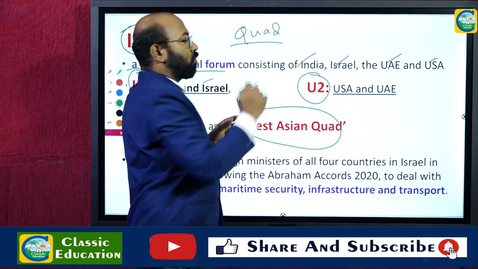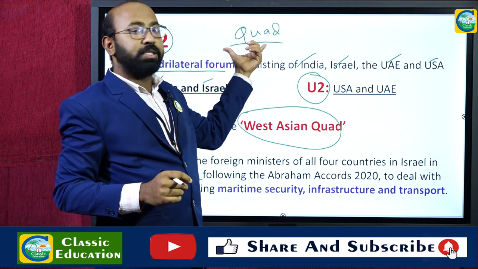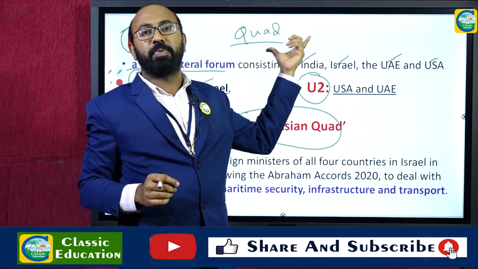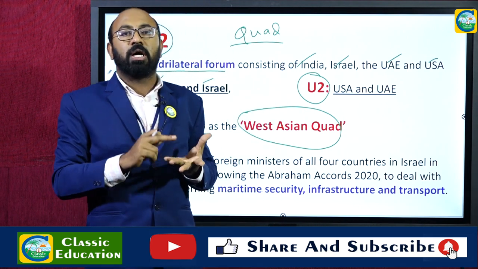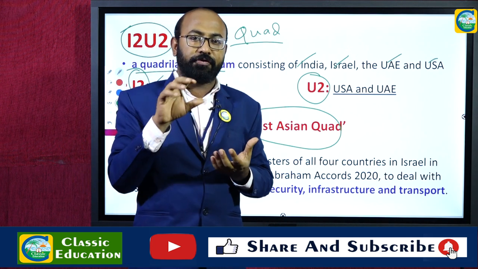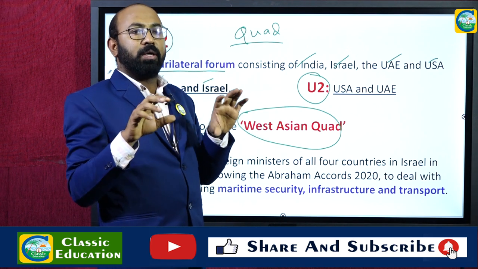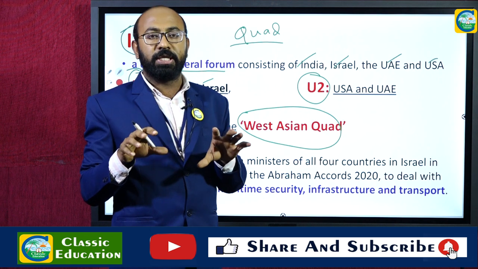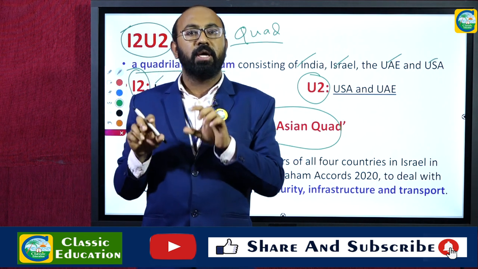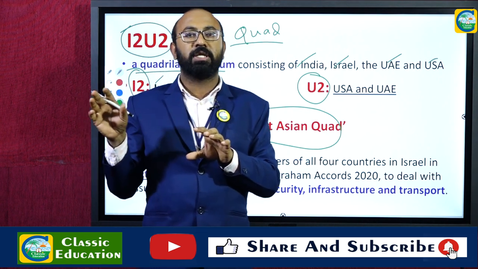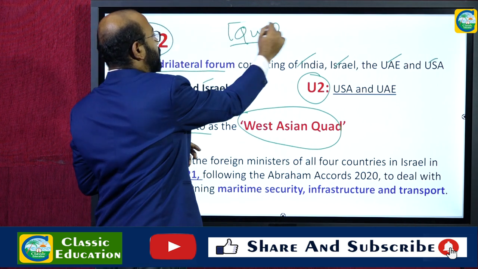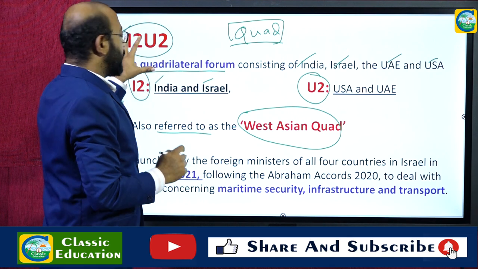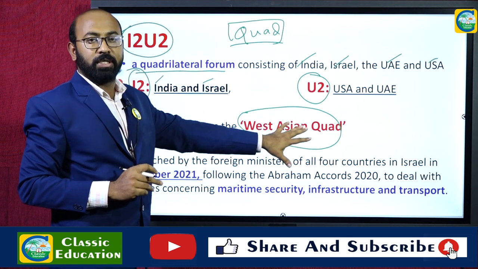Okay, so Quad or quadrilateral. This is a strategic grouping that has four members: India, Japan, Australia, and USA. These four countries cooperate and collaborate with each other. They want to establish peace in the maritime boundaries, especially in the Pacific as well as in the Indian Ocean. Okay, so this Quad is different, but this I2U2 is referred to as the West Asian Quad.